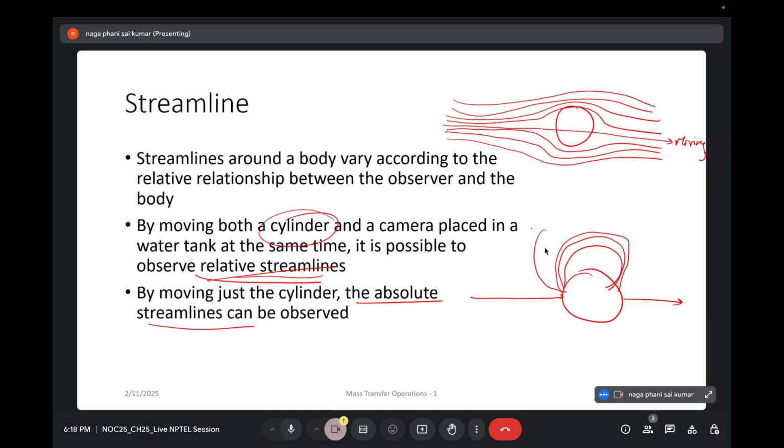It looks something like a magnetic field. When you must have learned about magnets, right? There, when you draw the magnetic field, it looks something like this. This looks exactly similar to that. So if both the observer and the body are moving, this is how the streamlines look.